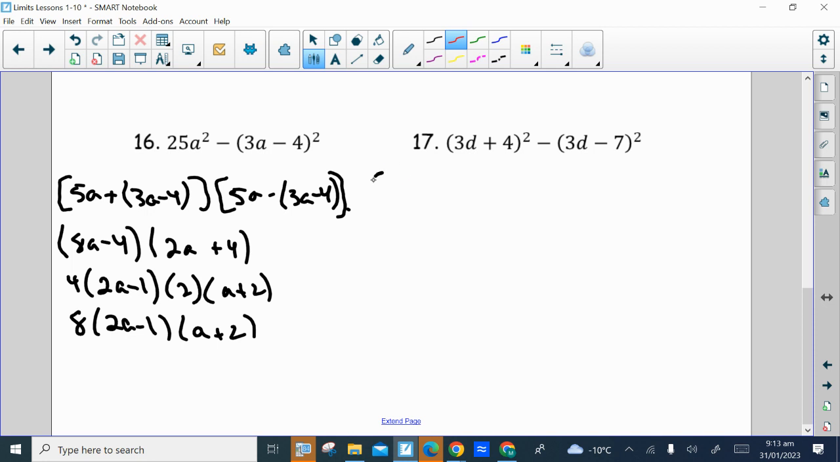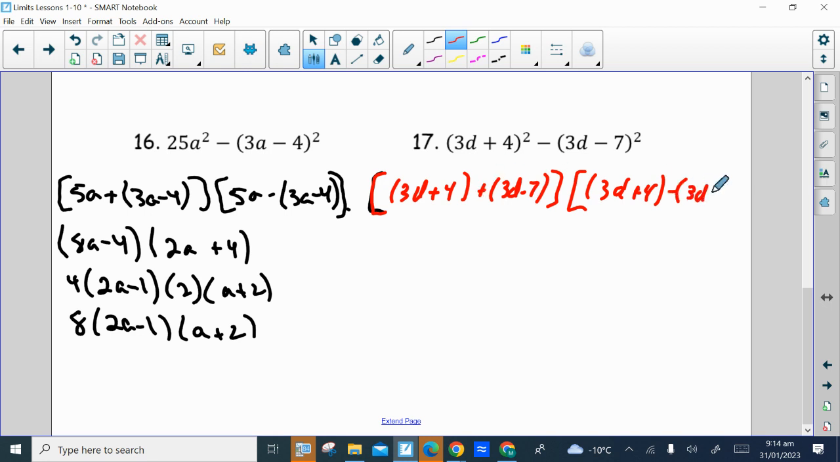So with 17, you have to basically follow the same procedure. The square root of 3d plus 4 all squared is 3d plus 4. The square root of 3d take away 7 all squared is 3d take away 7. One's a plus, one's a minus. Plus sign in front of the bracket changes nothing. So 3d plus 3d is 6d. 4 take away 7 is negative 3.